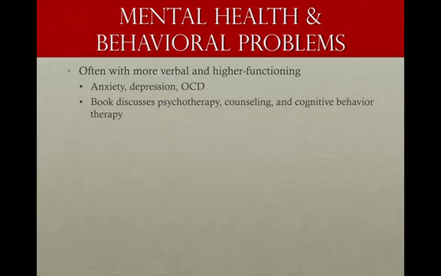Typically, we see this more often with verbal and high-functioning individuals on the spectrum, but we do see anxiety, depression, and tendencies of obsessive-compulsive disorder. Your book goes into a lengthy discussion about psychotherapy, counseling, and cognitive behavior therapy as options. I think that's just a personal decision that the family would have to make, and I haven't been in a position as a school professional to seek out those types of services for the individual.